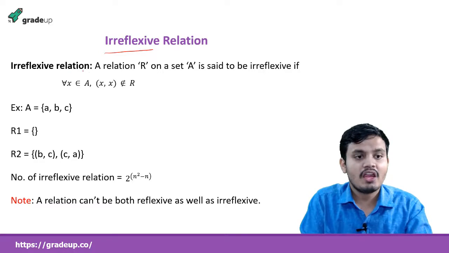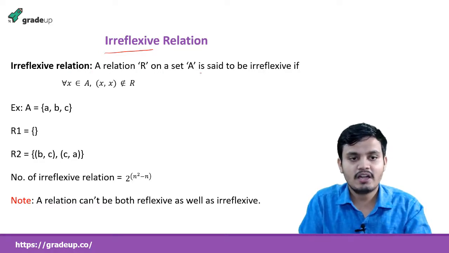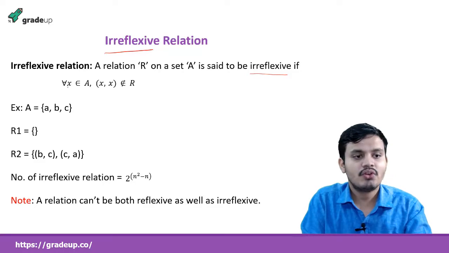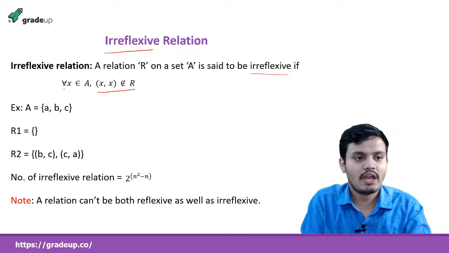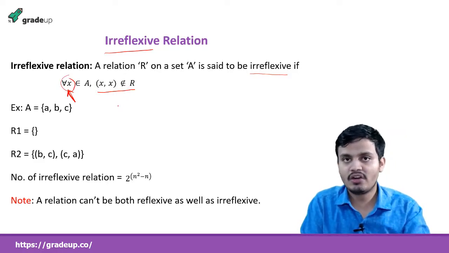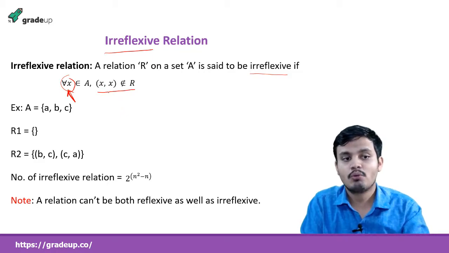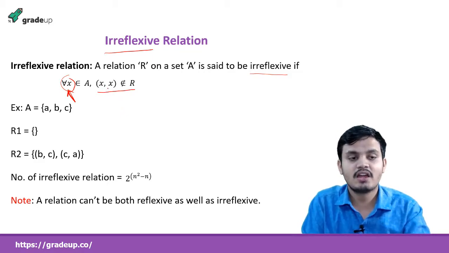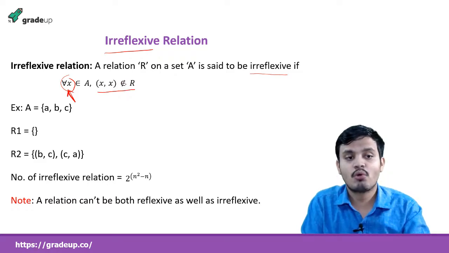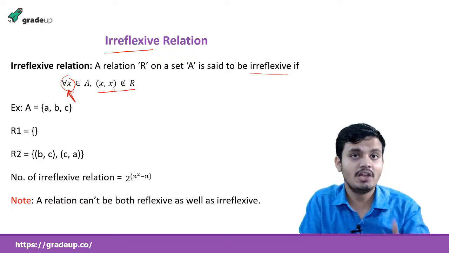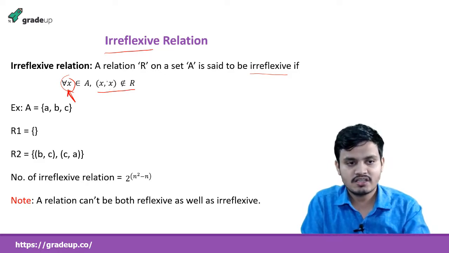Irreflexive relation. A relation R on a set A is said to be irreflexive if for all x belonging to A, x comma x does not belong to R. So earlier in reflexive we were saying that x comma x belongs to R for all x, and now it is saying that for all x, x comma x does not belong to R. So if we find any element of A such that x comma x belongs to R, then we can say that it is not irreflexive.